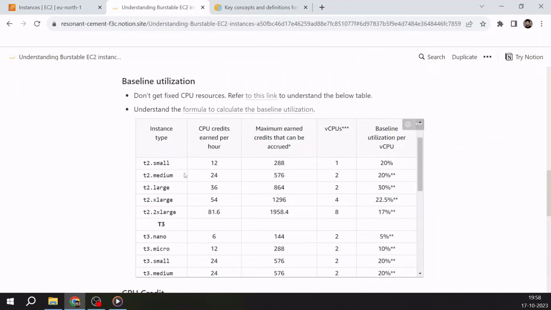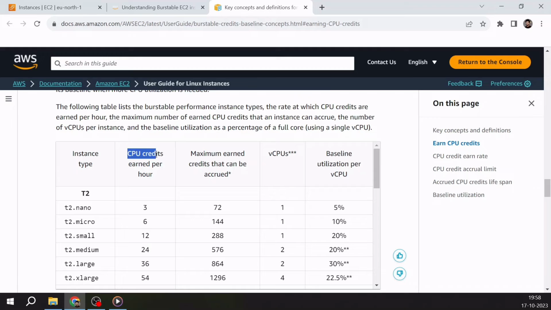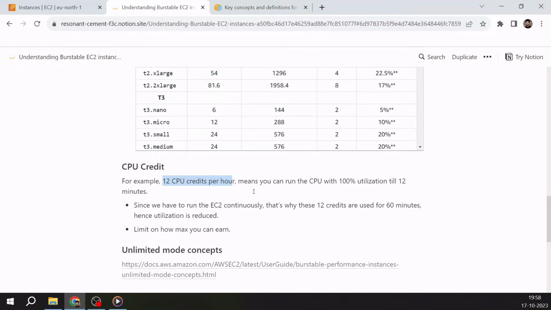Okay, so I will come here, CPU credit. So for example, if I have 12 CPU credits, and CPU credits are basically allocated per hour. So here you can see these are the CPU credits which are earned per hour. For T2 micro, I will get 6 CPU credits. For T2 small, I will get 12 CPU credits. So what does it mean? It means that you can run a CPU with 100% utilization for 12 minutes if I get 12 CPU credits. Okay, so I can run that EC2 instance with 100% utilization for 12 minutes.